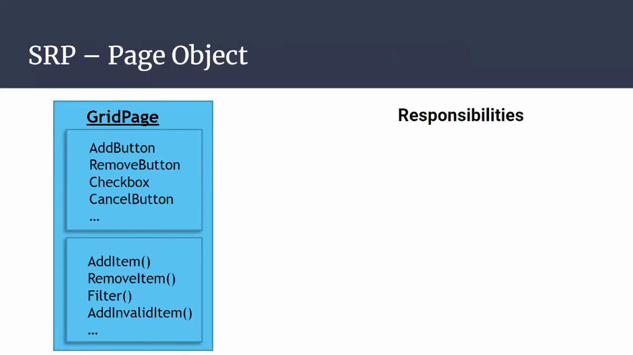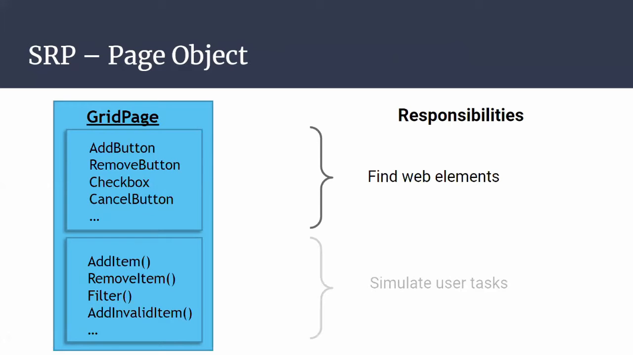Well, how many responsibilities do we have in this class? The page object commonly has two responsibilities. It has the responsibility of finding the web elements in a web page and the responsibility of simulating the user tasks to complete the functionality that we are testing in our application. As we see, this single class GridPage has two responsibilities.